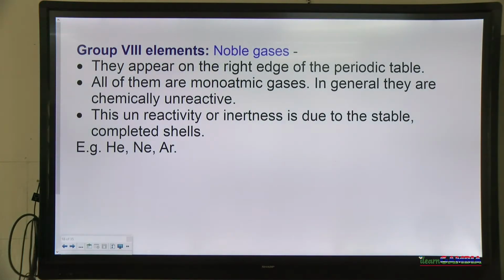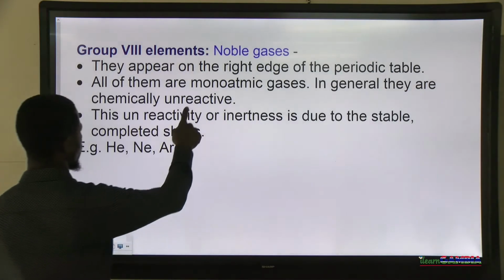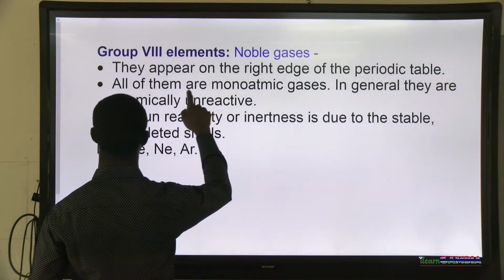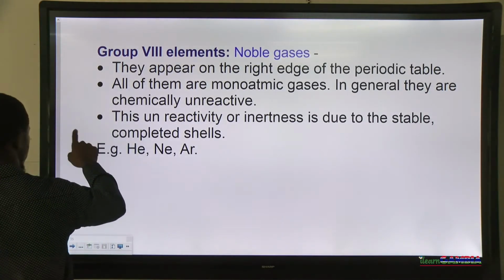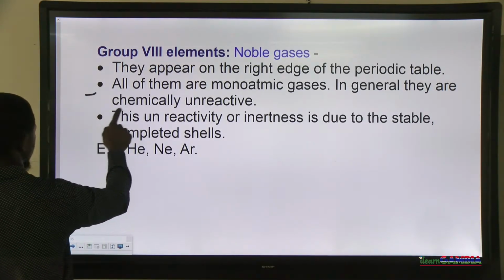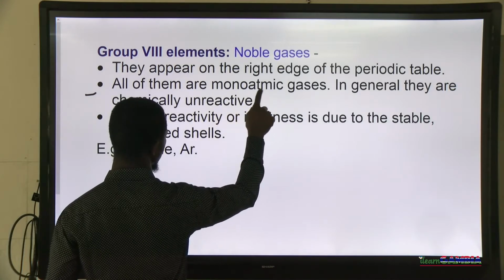Now we look at group 0 elements, which are called noble gases. Another name for this group of gases is rare gases or inert gases. They appear on the right edge of the periodic table. All of them are monoatomic gases. Monoatomic means they exist as single elements.